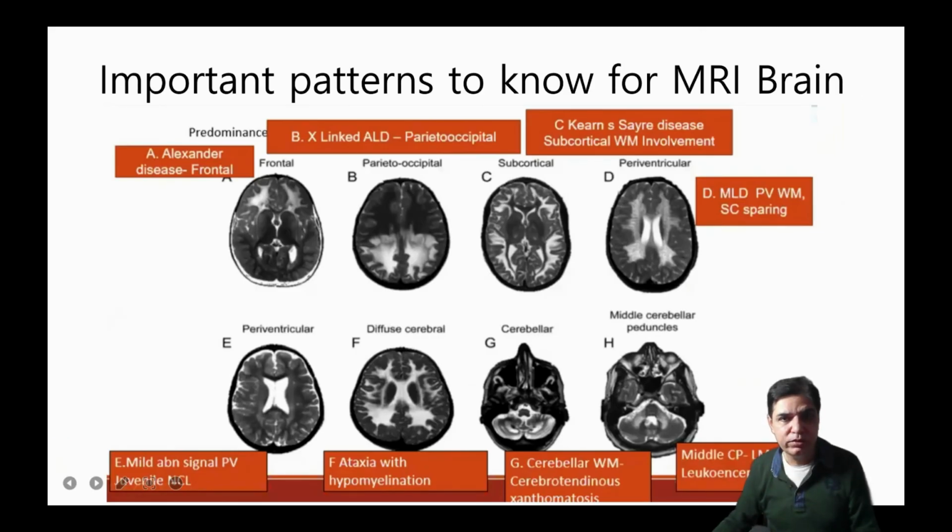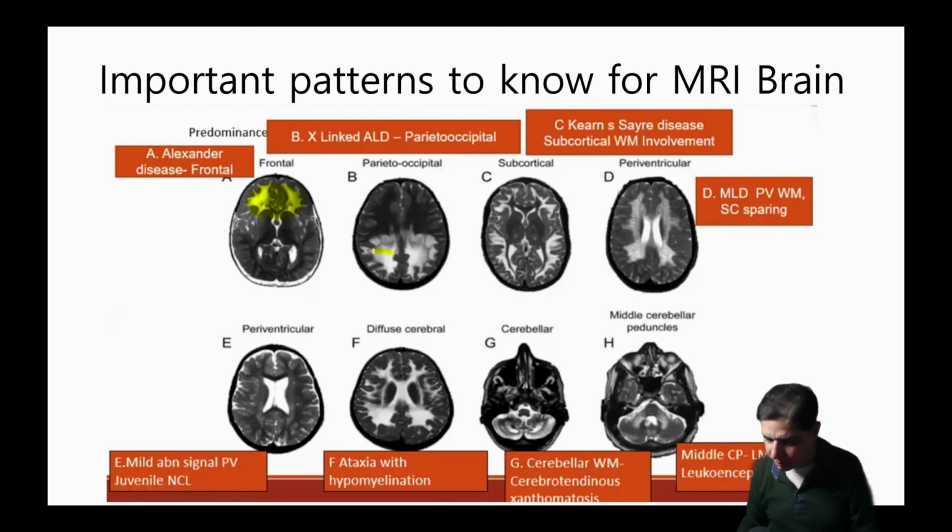Then some of the important patterns that you should know for the MRI brain: predominantly frontal involvement. If you see there is predominantly frontal white matter involvement, you can see here, I've just highlighted it in yellow. This is a predominantly frontal involvement on MRI. If there is a predominant frontal involvement, that usually happens in Alexander disease. So Alexander disease, remember, always frontal involvement.